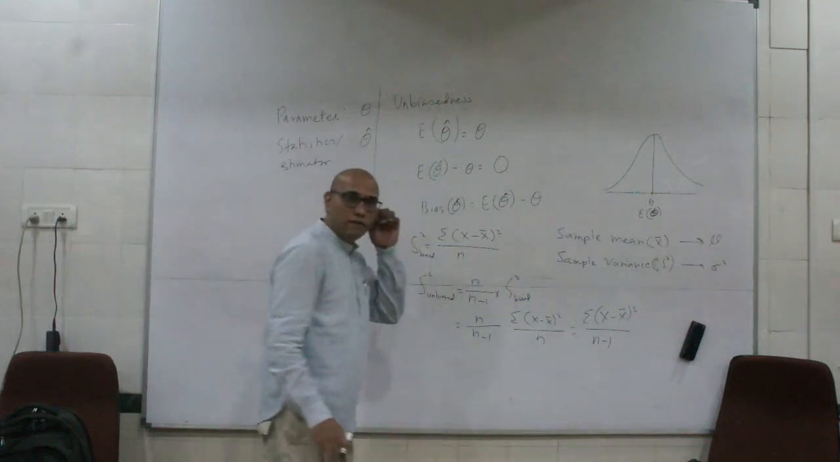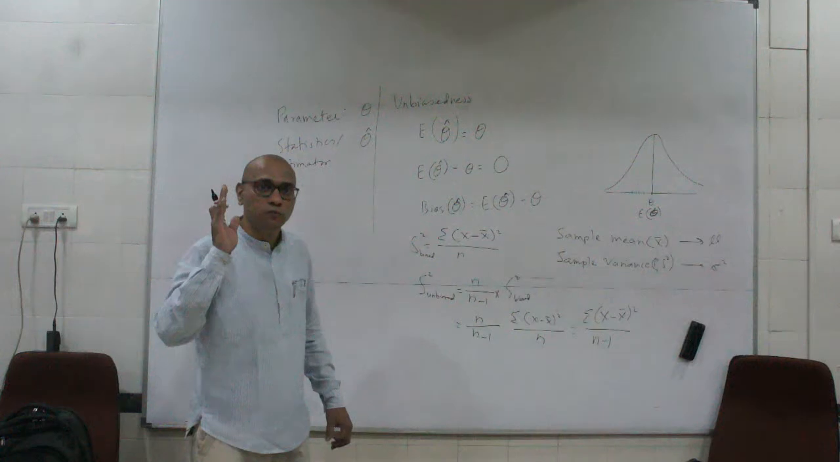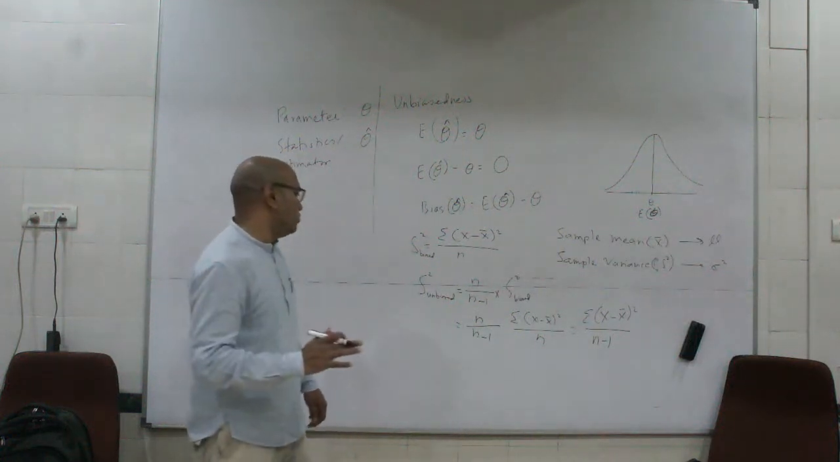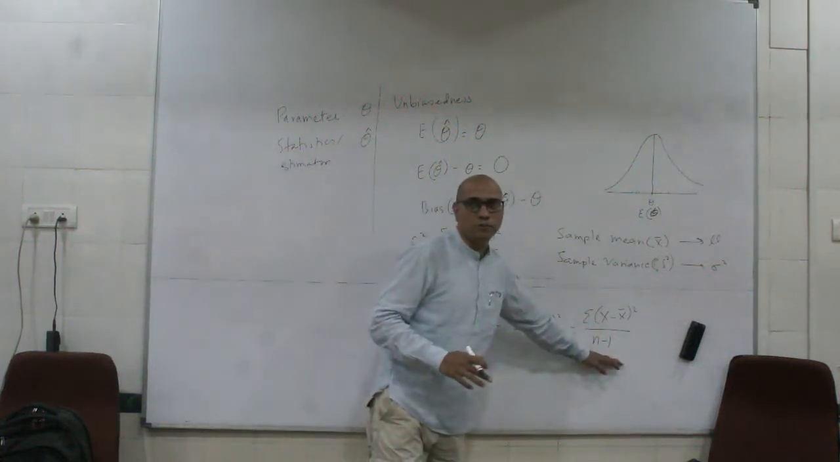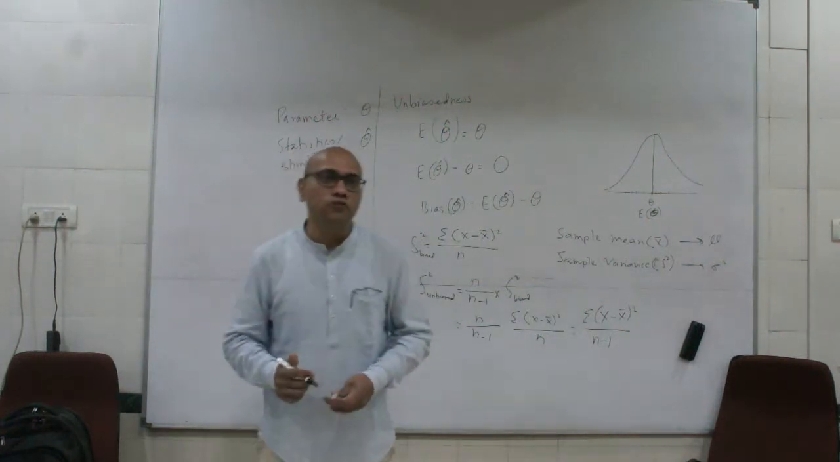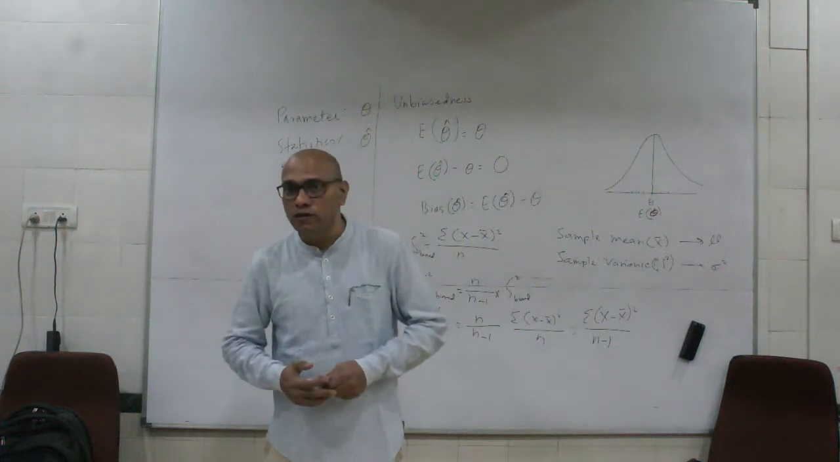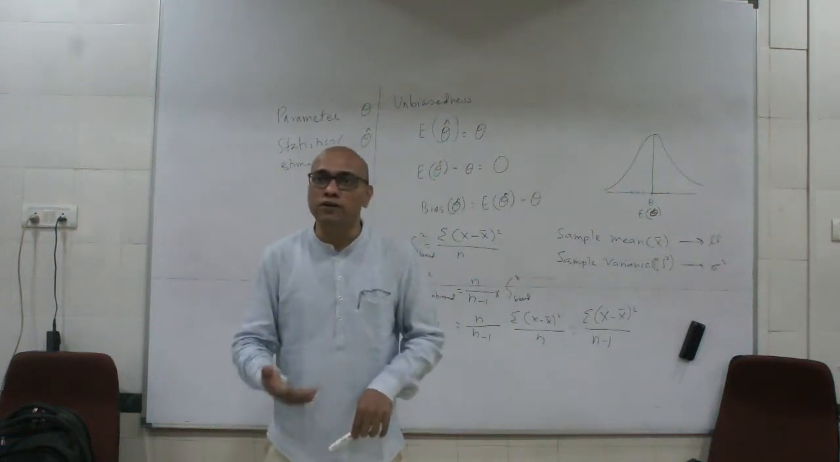And so when we compute variance, we must keep this in mind, that we should be using n minus 1 as a denominator rather than n, whenever we are using the sample's variance as an estimator of a population's variance.